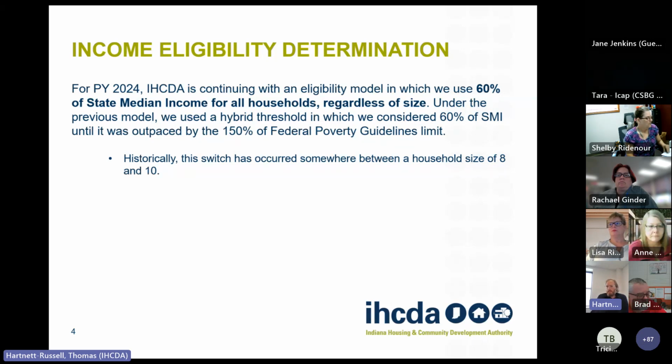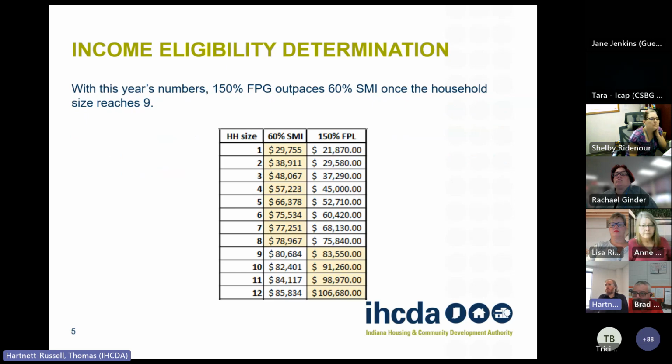For those who have been with us for a few years, you know that under the previous model, we used a hybrid threshold in which we considered 60% of the SMI until that figure was outpaced by 150% of federal poverty guidelines limit. Historically, that switch occurred somewhere between a household of sizes 8 and 10. So it was really only affecting remarkably large households. So for this year, the 150% of federal poverty guidelines outpaces 60% of SMI once the household size reaches 9.